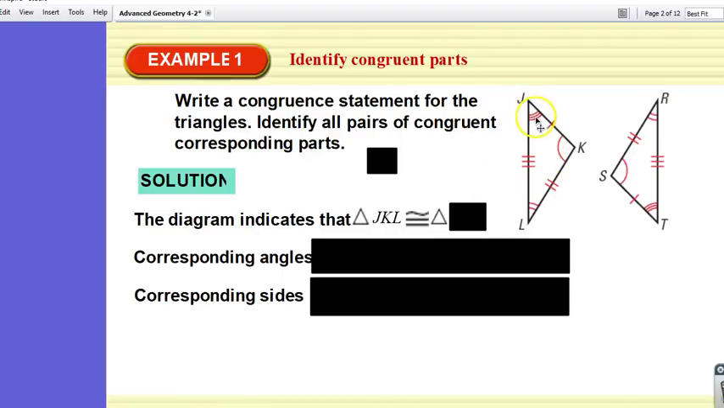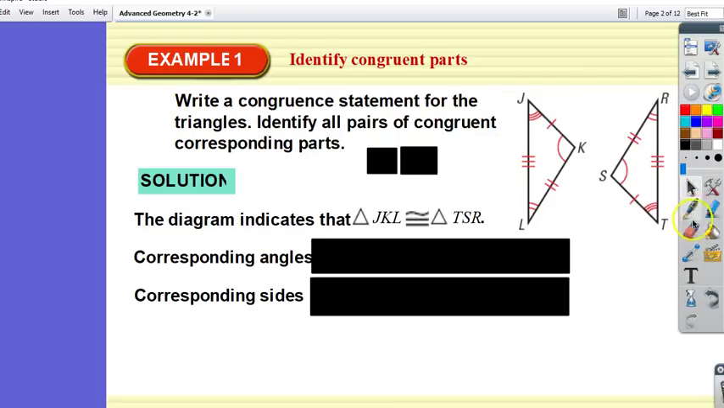Well, on JKL, we went from 3 marks, right? 3 arcs to 1 arc to 2 arcs. 3, 1, 2. So we have to go 3, 1, 2. TSR. Do you guys see how I did that? 3, 1, 2, so that they're listed in corresponding positions. And what I mean by that is that their angles that are congruent are in the same positions.